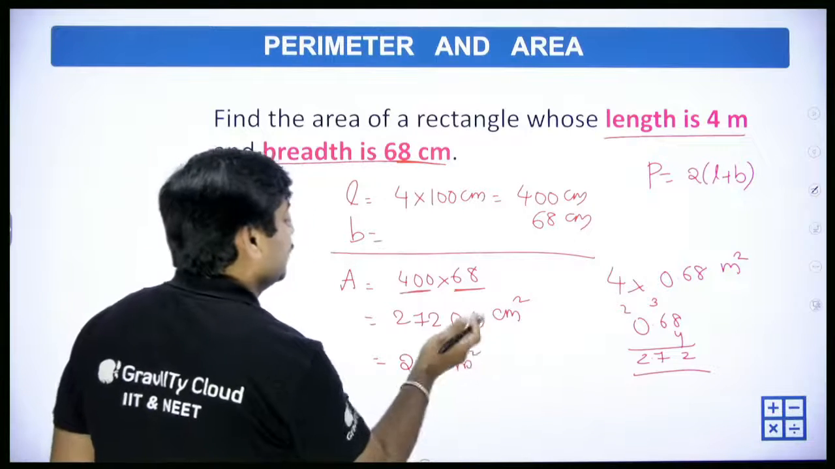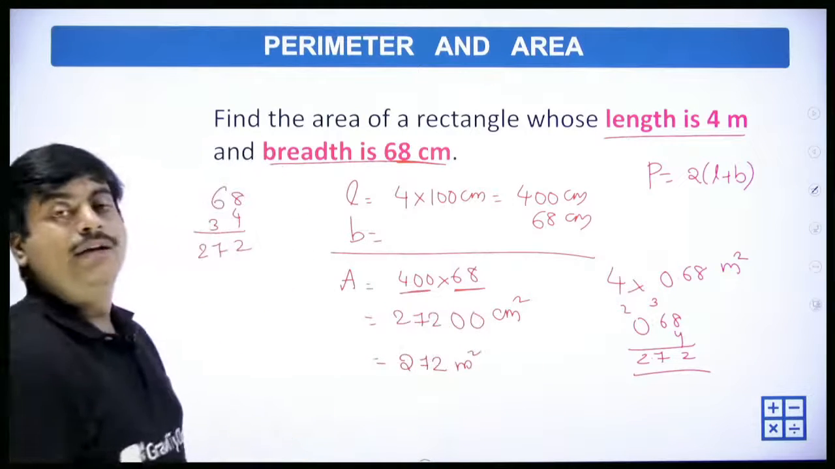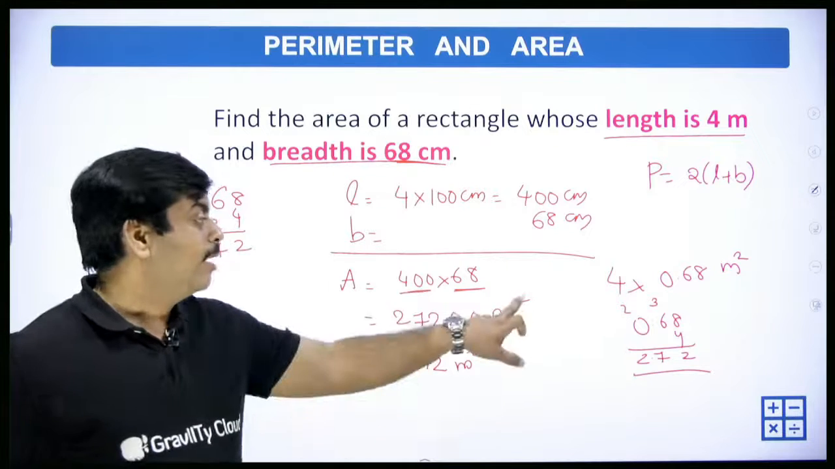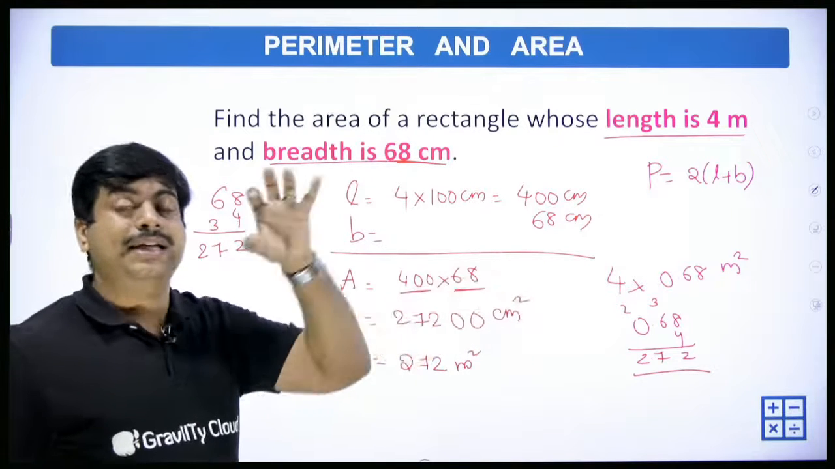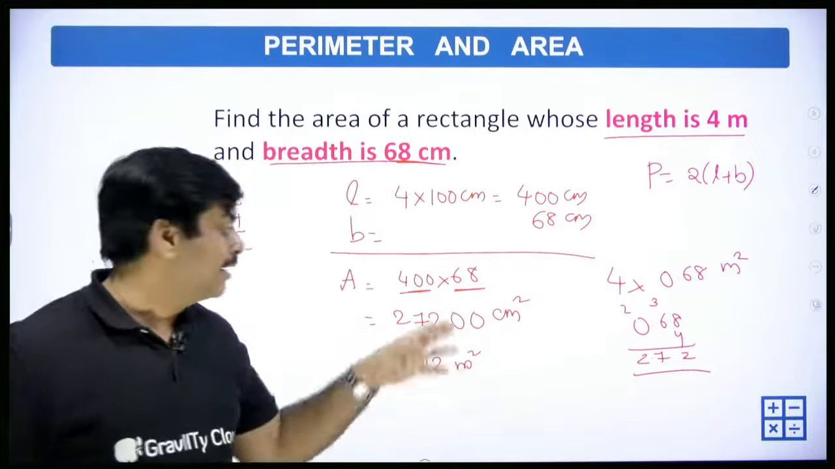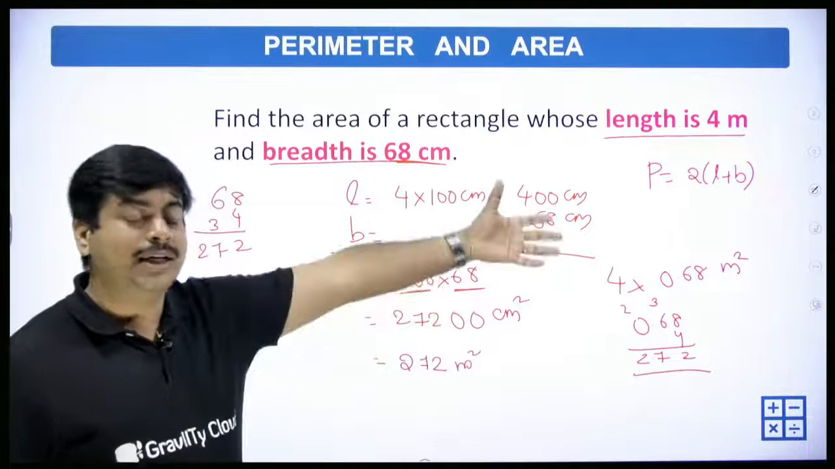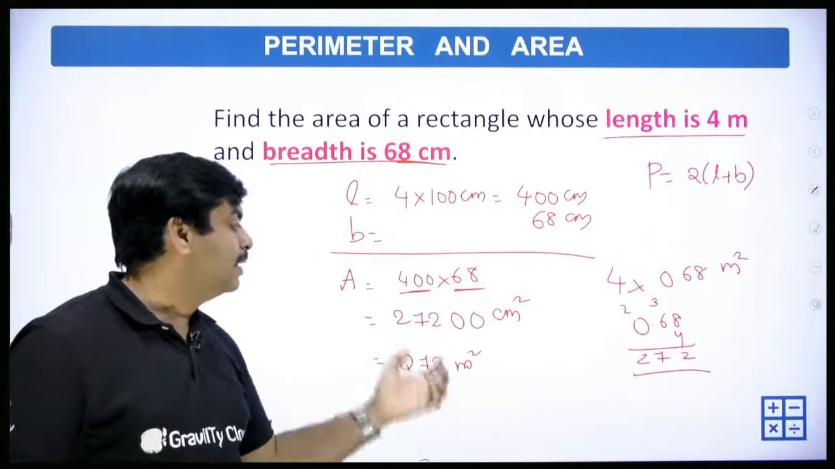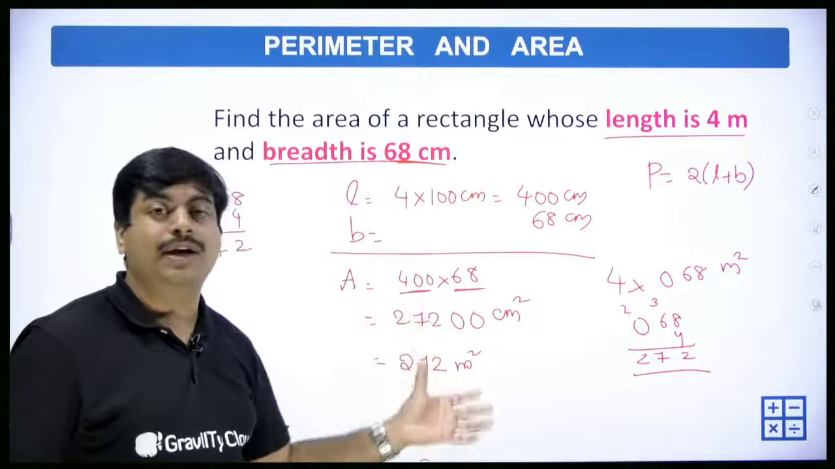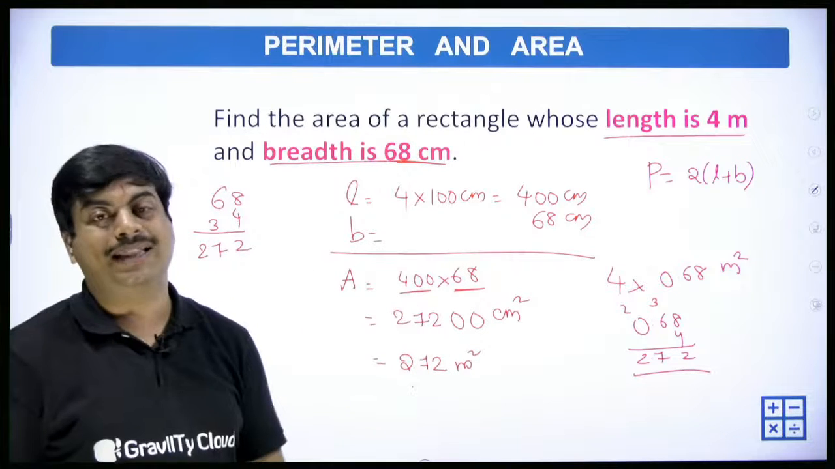2.72 meters square. You need to divide not just by 100. You need to divide by 100 into 100 because we have centimeter square. Centimeter square means centimeter into centimeter. So for meters, you need to divide not by 100 but by 100 into 100, that is 10,000.